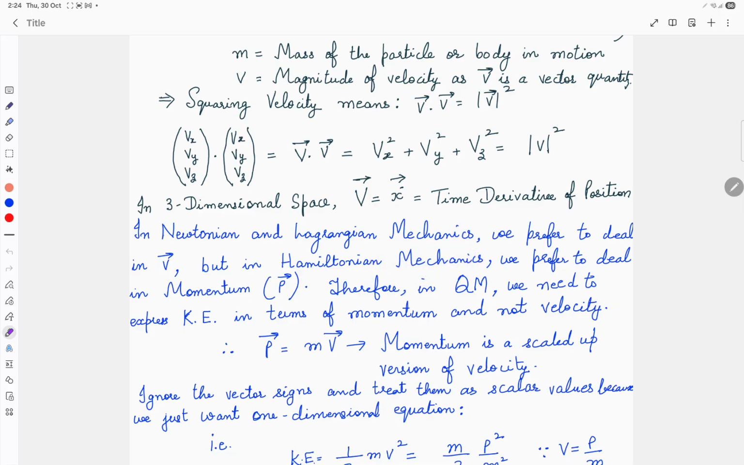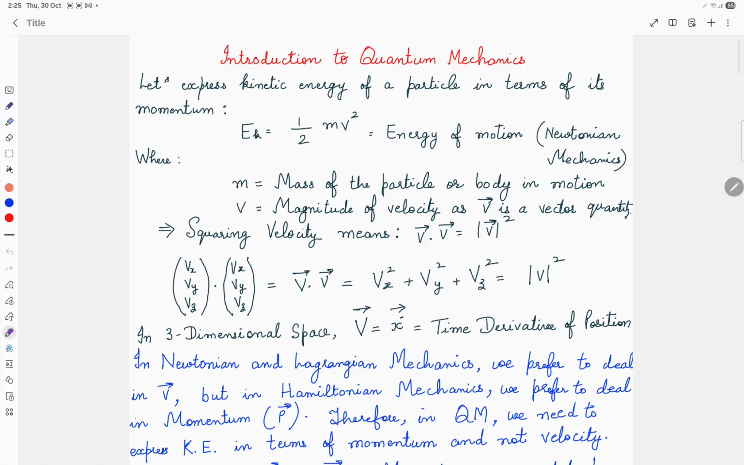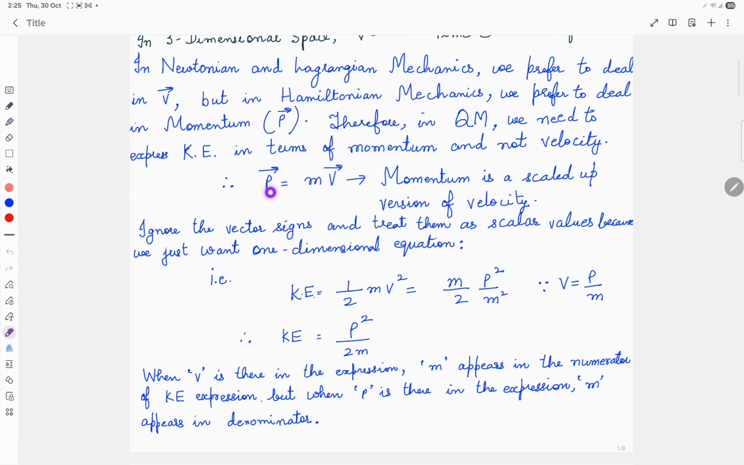So we need to be familiar with the position and the momentum terms more as compared to the velocity term. That's why we are trying to put this kinetic energy equation in terms of momentum, not in terms of velocity. We know that momentum is given by mass times velocity, so by making certain adjustments we can find the kinetic energy to be equal to p squared by 2m.